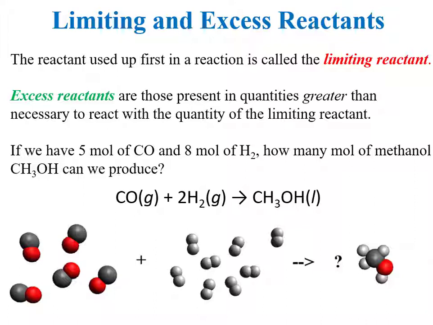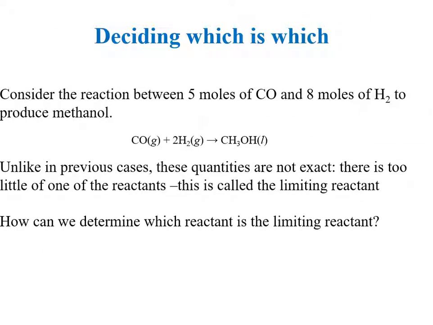For our reaction of carbon monoxide with hydrogen gas, suppose we have 5 moles of carbon monoxide and 8 moles of hydrogen gas. How many moles of methanol can we produce? Now, when we look at the numbers that we're dealing with, we can see that unlike when we were working with exact quantities, we have quantities that are not exact. So what we need to determine is which one is the limiting reactant. And once we determine which one is the limiting reactant, we can use that ingredient or chemical to determine how much product we can produce.